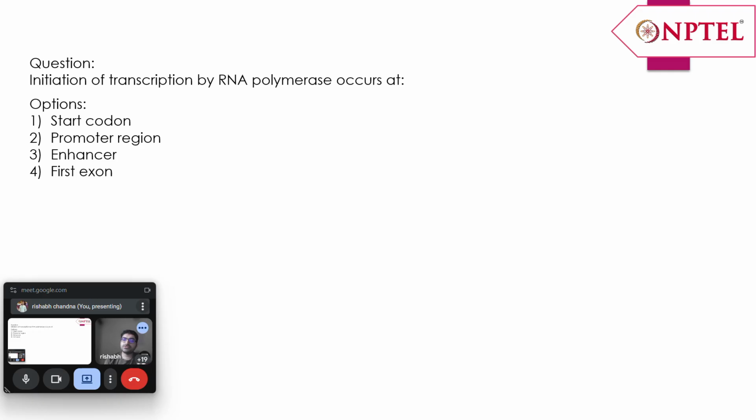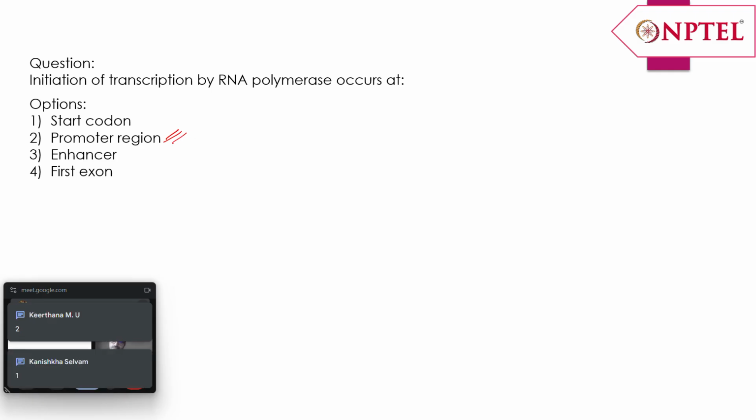Initiation of transcription by RNA polymerase occurs at which region of the DNA? Okay, any more answers? So the correct answer is option number 2.